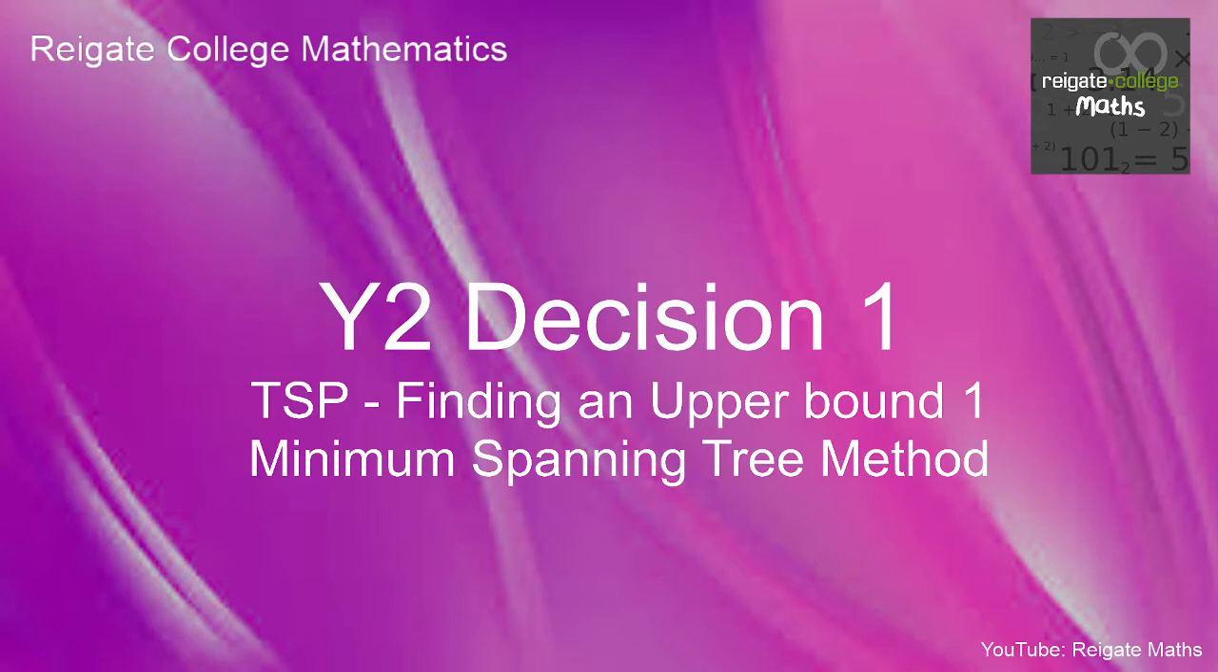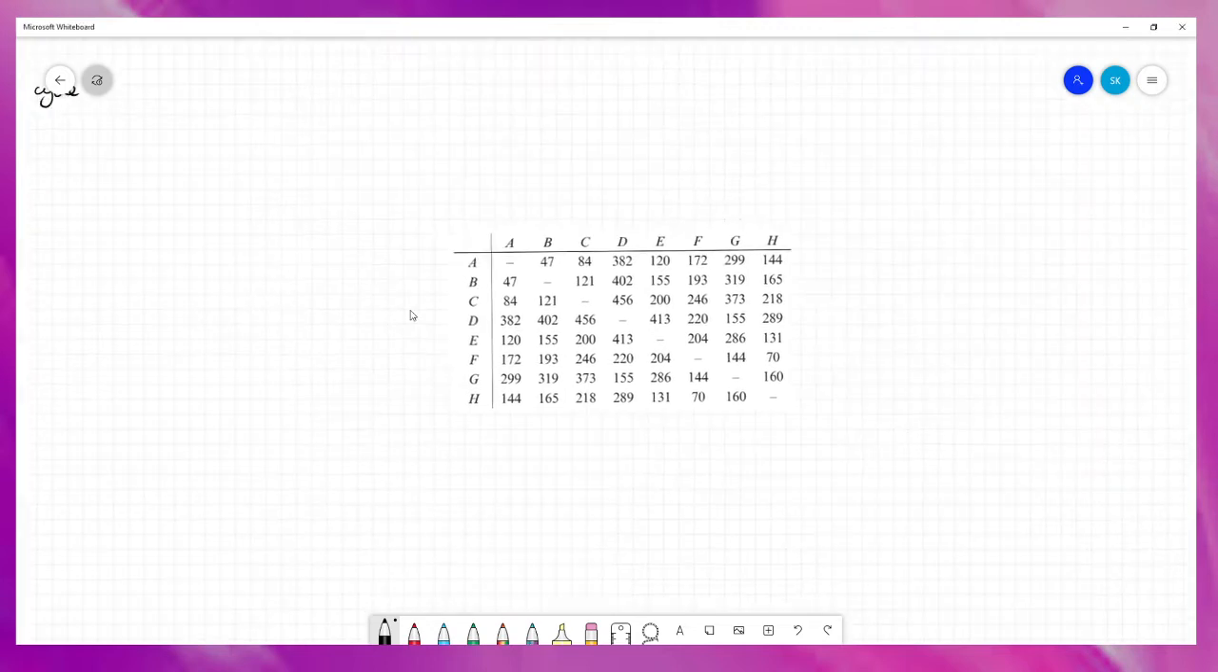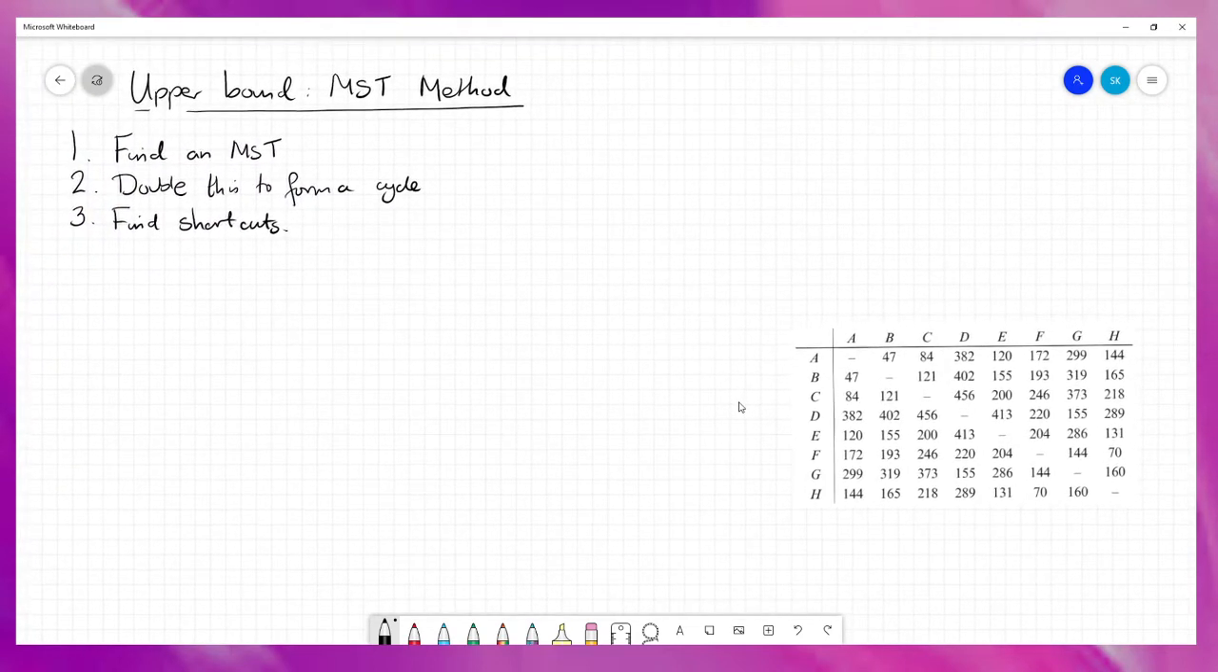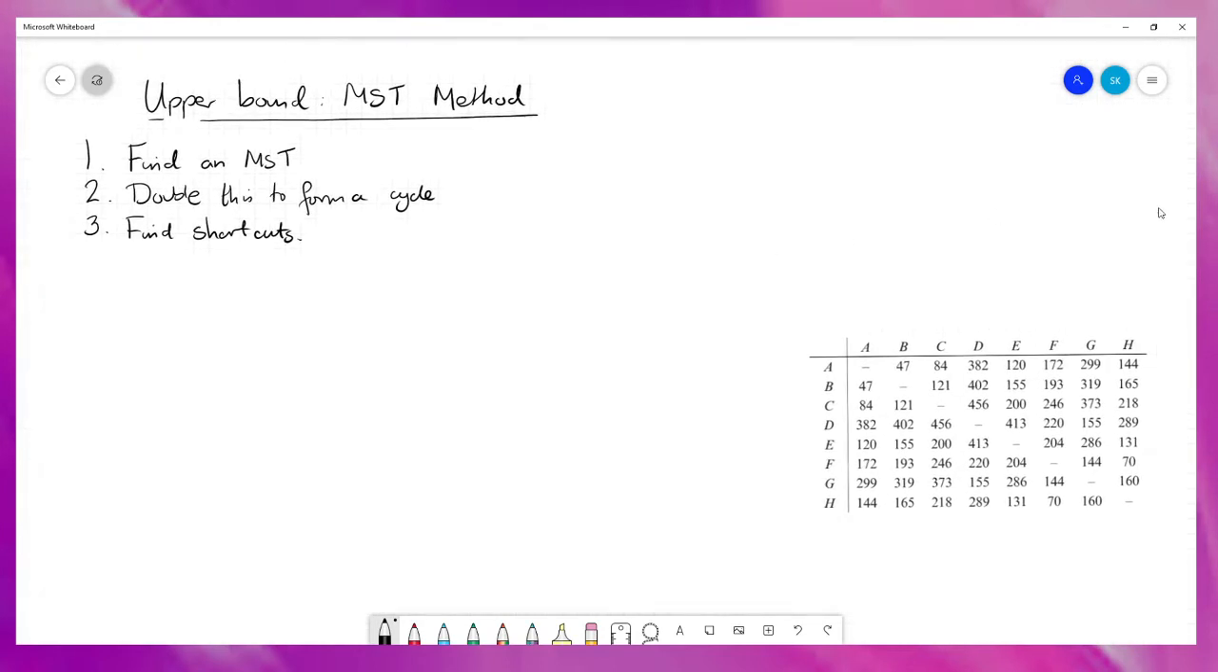As I said in my introduction video, we are going to be using the same network for all of the different methods. The two methods that we'll use to find an upper bound, and then the singular method that we'll use to find a lower bound. The first method that we're going to look at today is called the minimum spanning tree method, and this finds an upper bound. Now remember, an upper bound is all about finding correct answers.